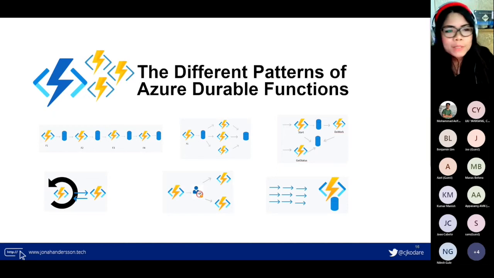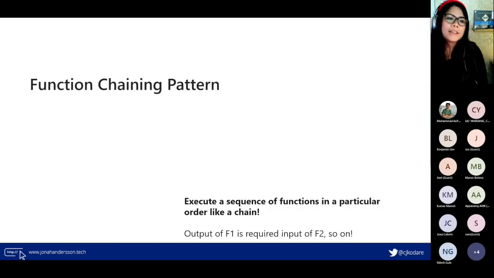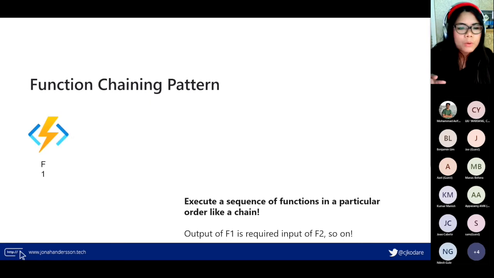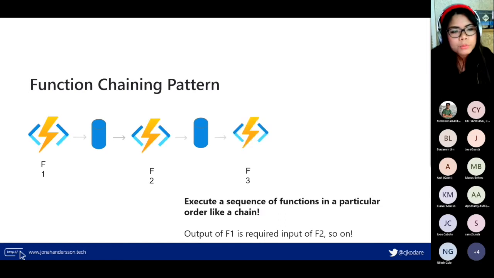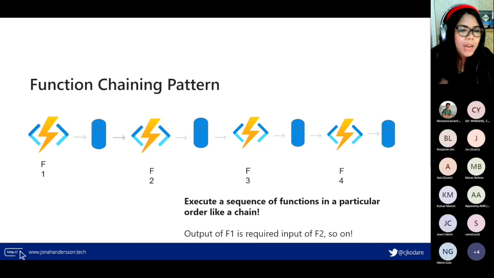So we proceed to the different patterns of durable functions. There are actually six known application patterns that durable functions can help us solve in our complex problems. The first one is what we call function chaining. In function chaining, you execute a sequence of functions in a particular order, just like a chain. As you can see here, function 1 passes its output to function 2, and function 3 to function 4. So the output of function 1 is required by the next function.